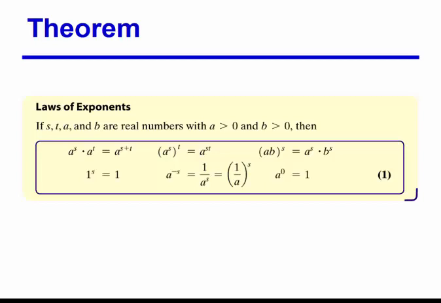If s, t, a, and b are real numbers, and a is greater than 0 and b is greater than 0, then a to the s power times a to the t power is equal to a raised to the s plus t. If I have a raised to the s power and then raised to the t power, that's equivalent to a raised to the s times t. ab raised to the s power is equivalent to a to the s times b to the s power. 1 to the s power is equal to 1. A raised to the negative s power is equal to 1 over a raised to the s power, and a to the 0 power is equal to 1.